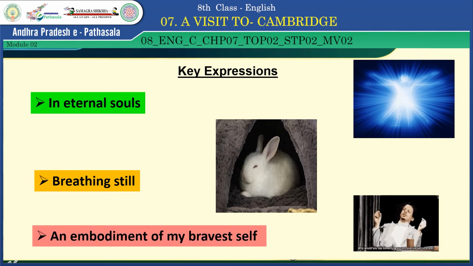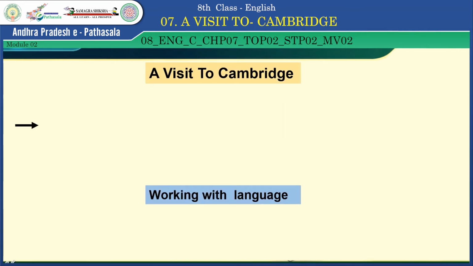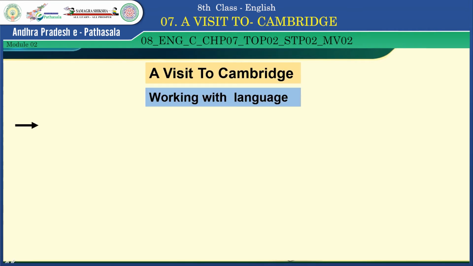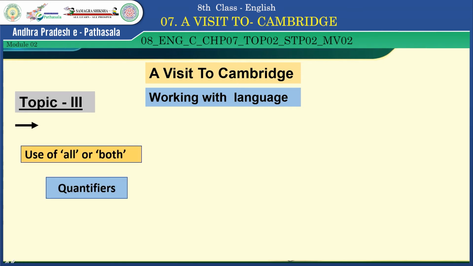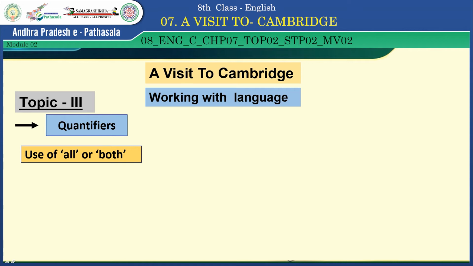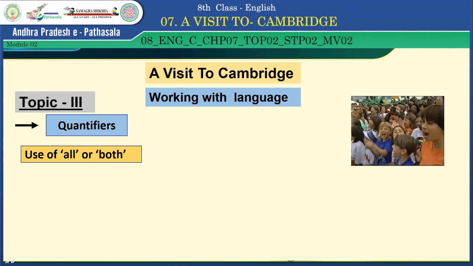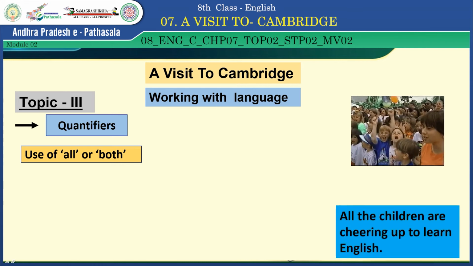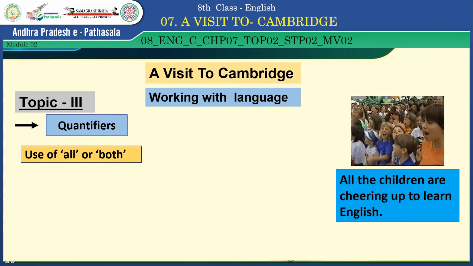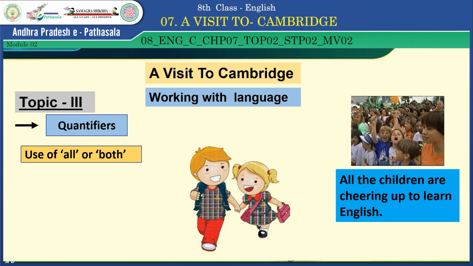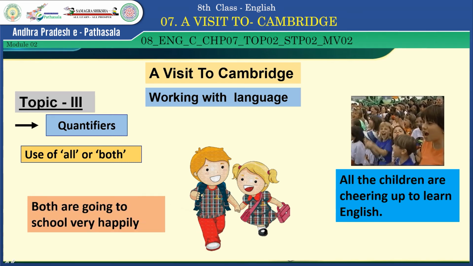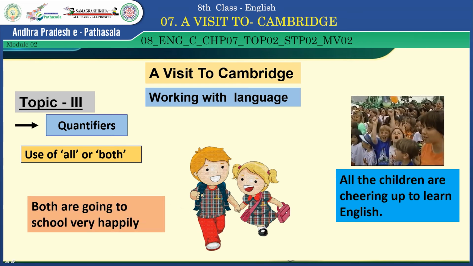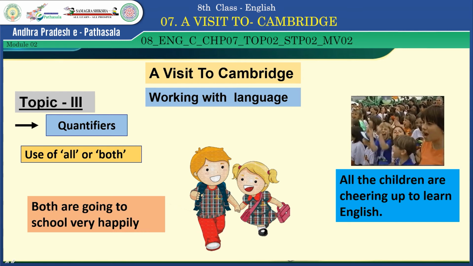That is topic 3, working with language, use of all or both. Children, topic 3 in today's session is use of all or both. They're also called quantifiers. Observe these two examples. The first picture: all the children cheering up to learn English. If you observe the second picture, you can find two children. Both are going to school very happily.